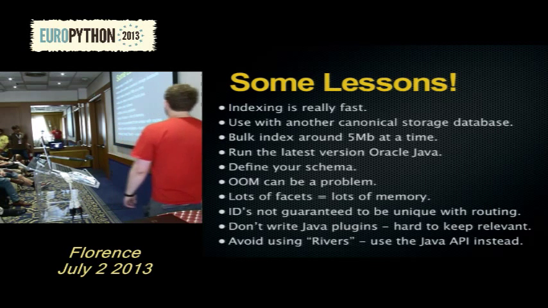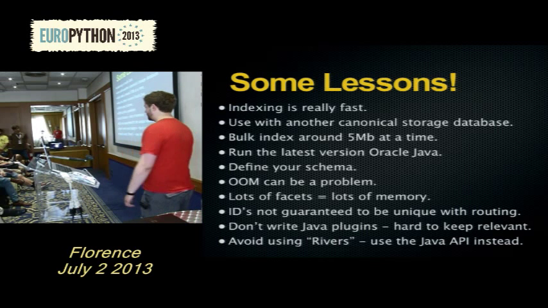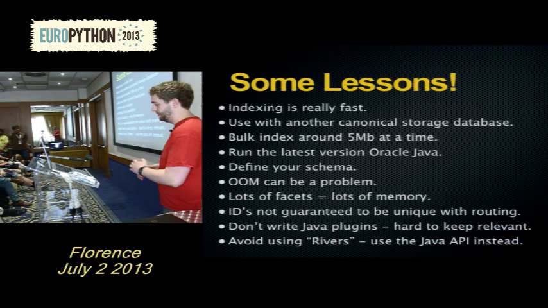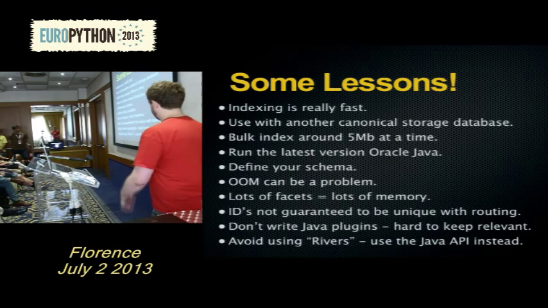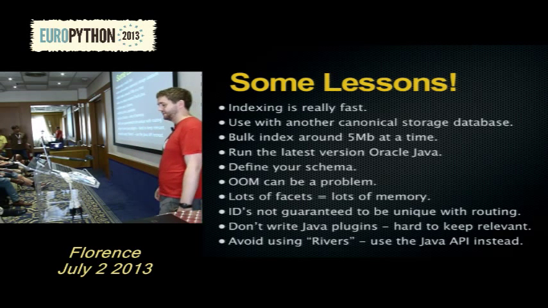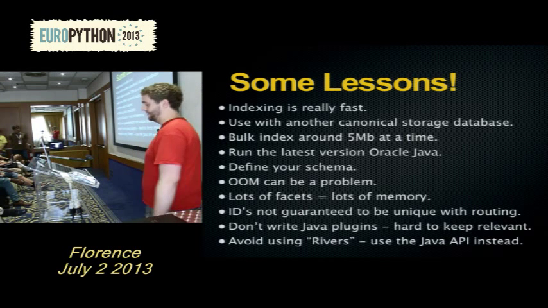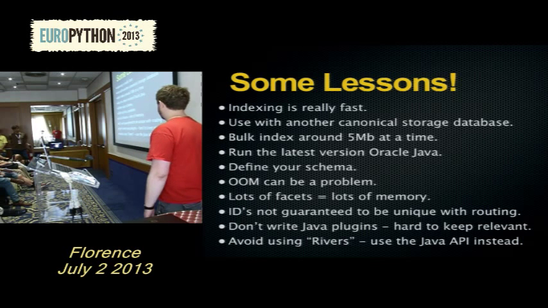Oh yeah, so writing Java plugins can sometimes seem like a good idea if you want to extend Elasticsearch a bit. However, they are very hard to keep relevant. Elasticsearch has a very stable external API, but internally they always seem to be refactoring and improving things. So you've got to be kind of on your toes, and then suddenly you'll find Lucene is upgraded to version 4, and you've got to relearn all that as well.